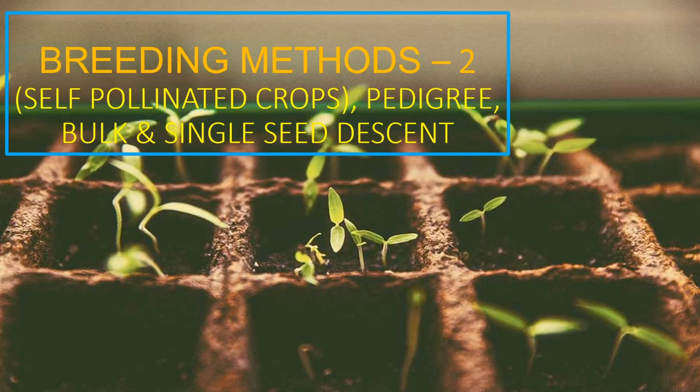Hello students, welcome to the theory class of Principles of Plant Breeding. Today's topic is on breeding methods of self-pollinated crop plants, which includes pedigree method, bulk breeding method, and single seed descent method.